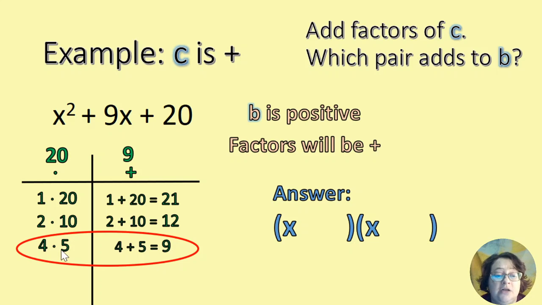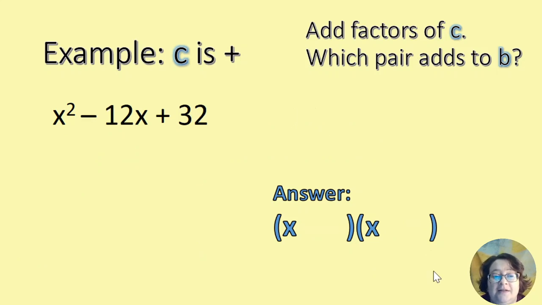So I know my answer is going to be a positive 4 and a positive 5 in here with x. So x plus 4 times x plus 5 is going to be our answer for our factors. Now, remember, multiplication is commutative. So if I had x plus 5 times x plus 4, it's still the same thing. So whether you write your answer in the same order or not, that's okay. Let's try another one.